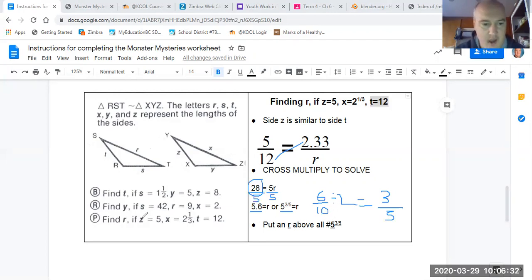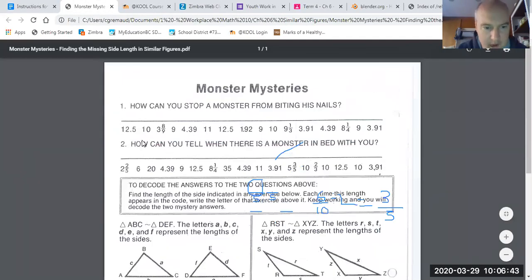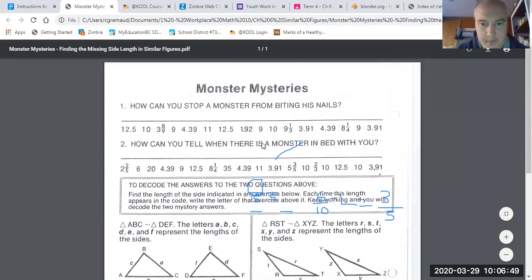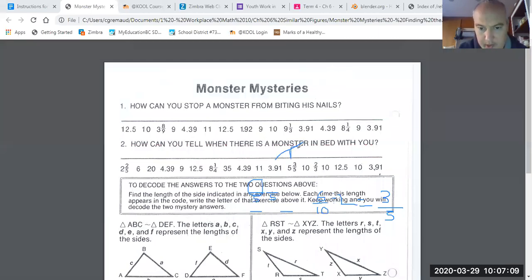Now, once again, we are looking to put the letter P here for whatever value appears as 5 3/5. So when I go back over to Monster Mysteries here, look up here and look for 5 3/5, once again, we're looking to put the letter P wherever 5 3/5 is. So I'm looking across here, and the only place I see 5 3/5 is right here. So I would write in there, under 5 3/5, the letter P. Now, hopefully that all makes sense to you.